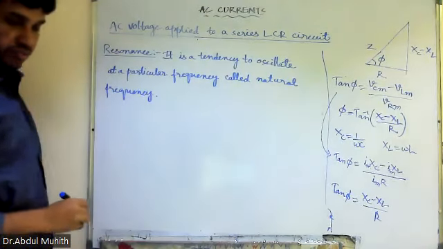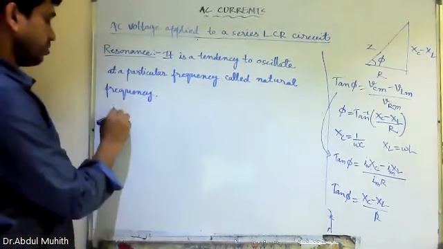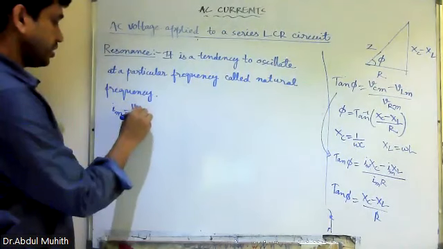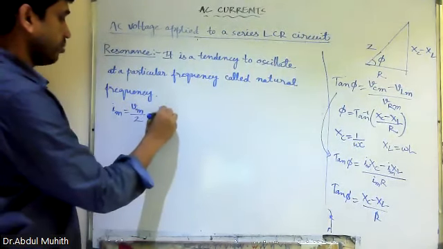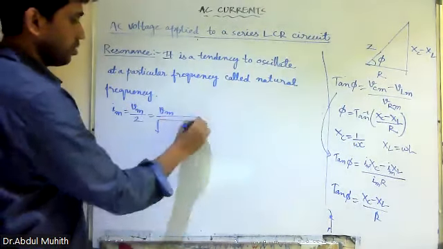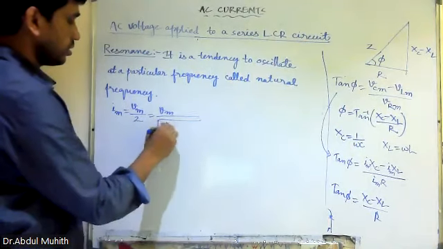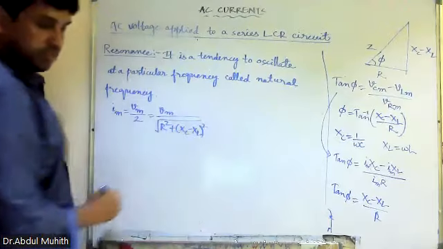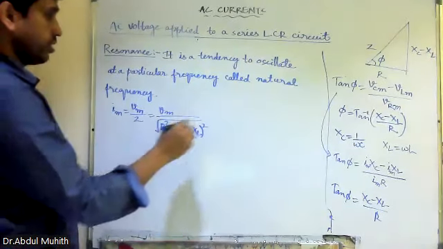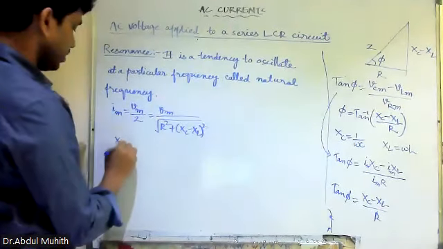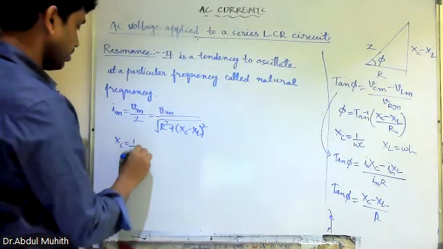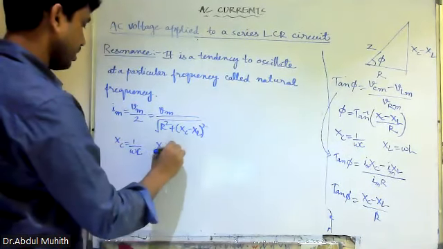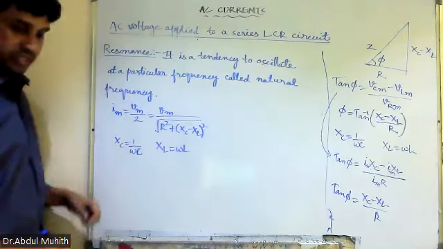Here we write Im is equal to Vm by Z, which is equal to Vm by under root of R square plus (XC minus XL) whole square. We know that XC is equal to 1 by omega C and XL is equal to omega L.